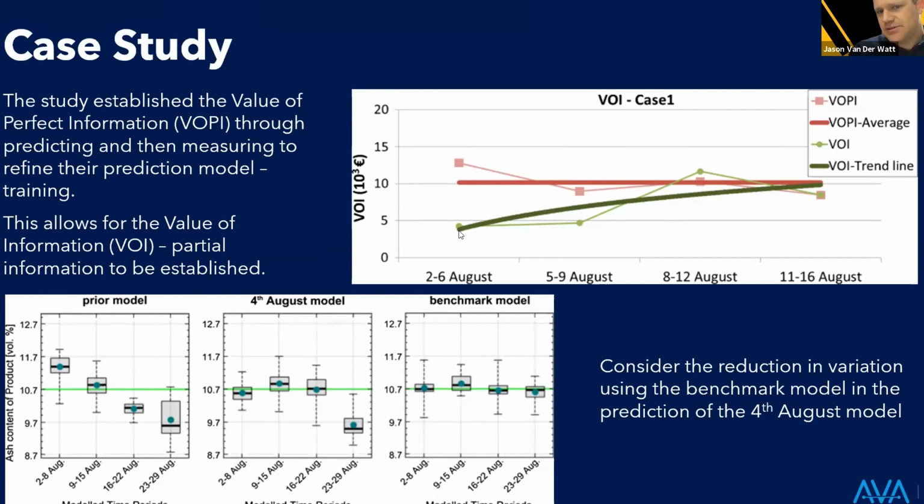And then what we could do is use the model and use the real-time data to improve that model week on week until it began to converge on perfect information. So what we can do is now establish, you'll see we've got the prior model and then the 4th of August. So the subsequent model, the variation in the box plot is considerably less. So it's actually improved on the previous model. So with each time the model gets better.